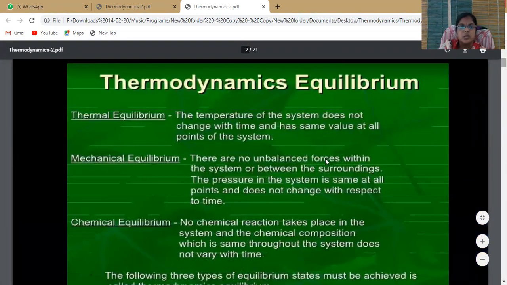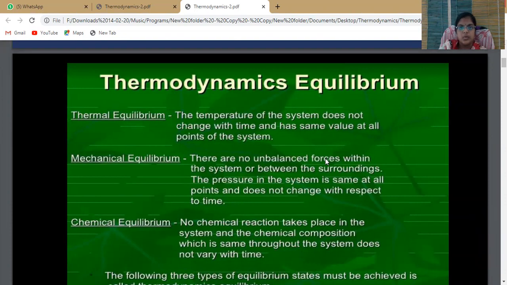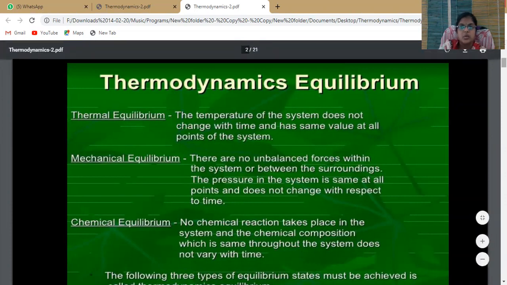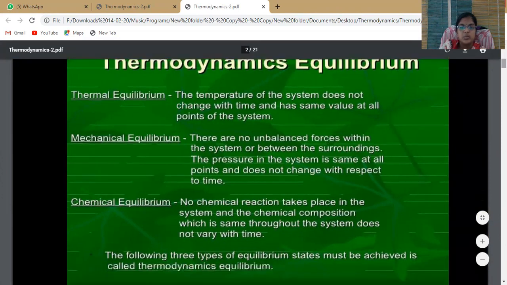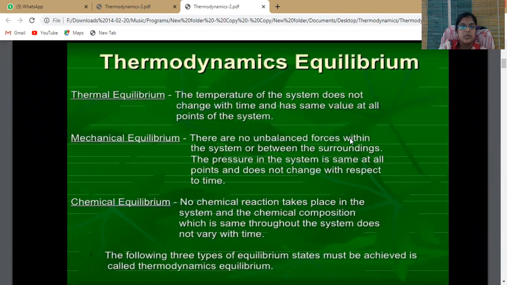Coming to the topic thermodynamic equilibrium. In thermodynamic equilibrium, we have three types of equilibrium states: thermal equilibrium, mechanical equilibrium, and chemical equilibrium. What is thermal equilibrium? The temperature of the system does not change with time and has the same value at all the points of the system.